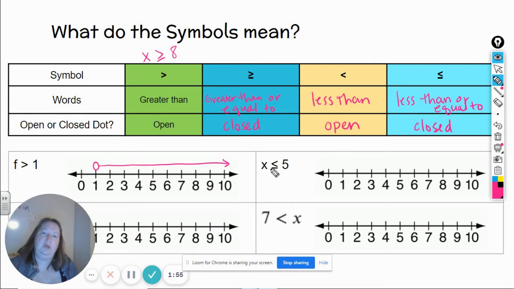Okay, so here we go. We're on 5. We go over here to 5. And it can be 5. So now I can draw a closed circle or filled in circle. And x is less than. So I'm going to draw my line where numbers are less than. So I just don't care for the way that this is written at all. I'm going to rewrite it.